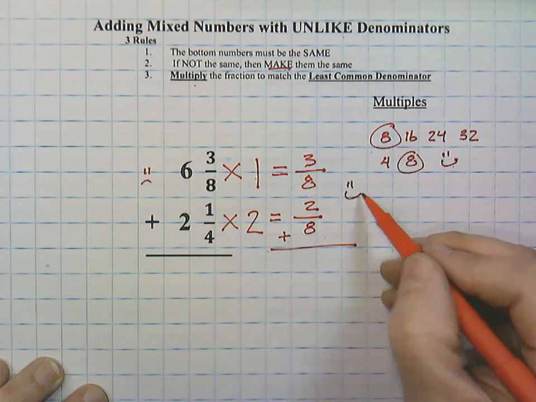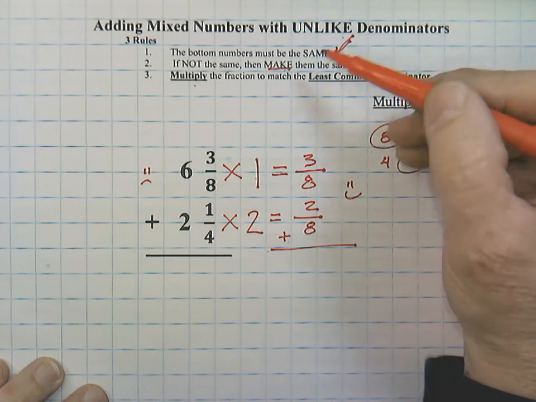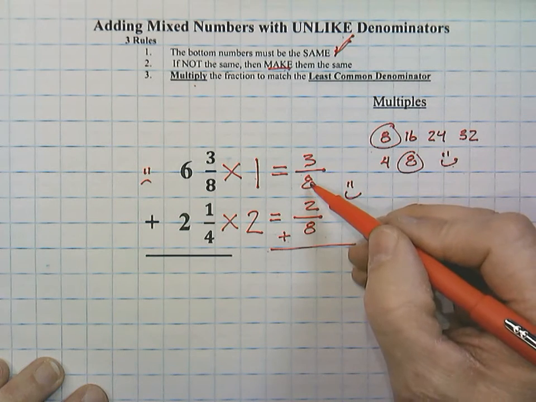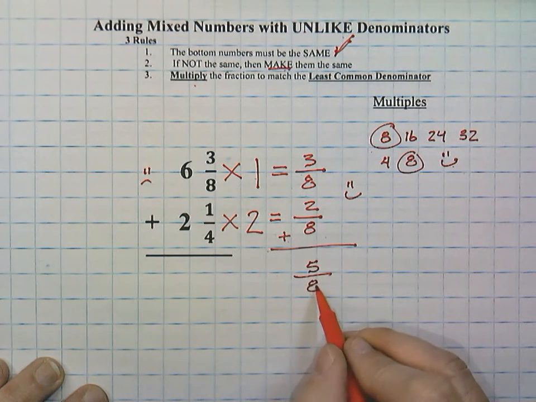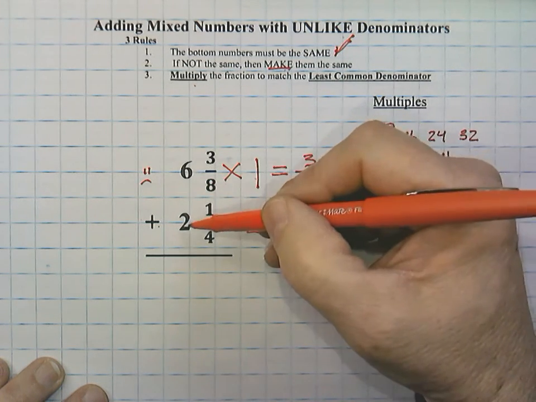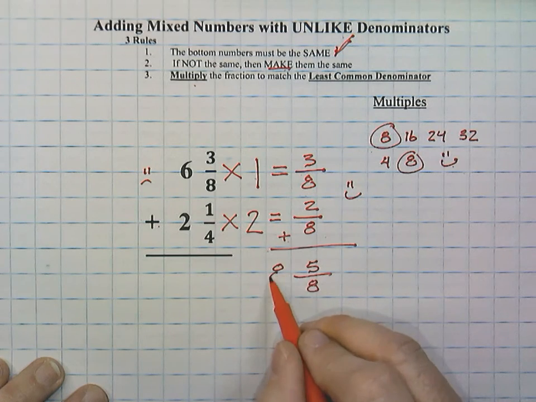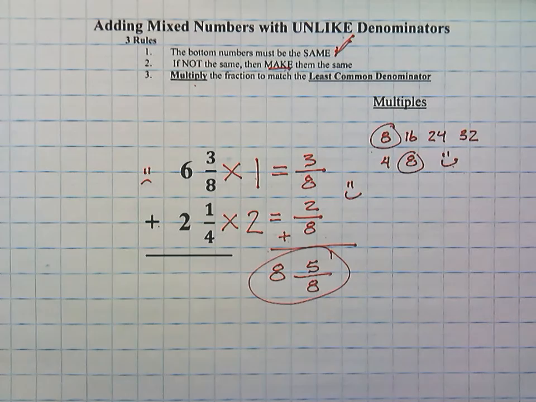And now we are allowed to add, meeting the first rule that the bottom numbers must be the same. 3/8 plus 2/8 is equal to 5/8. And lastly, 6 plus 2 of our whole numbers would equal 8, and our answer is a mixed number of 8 and 5/8.